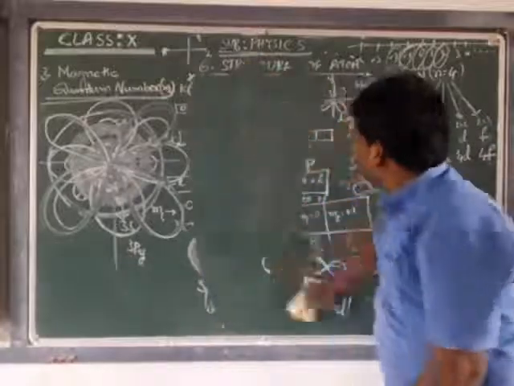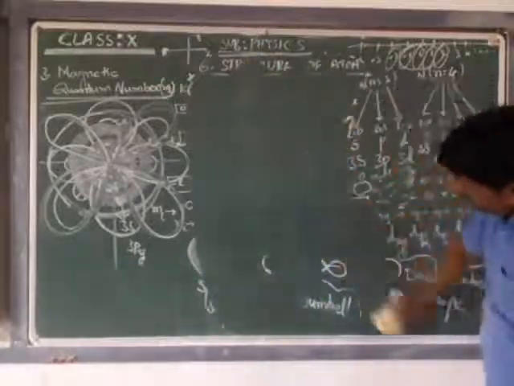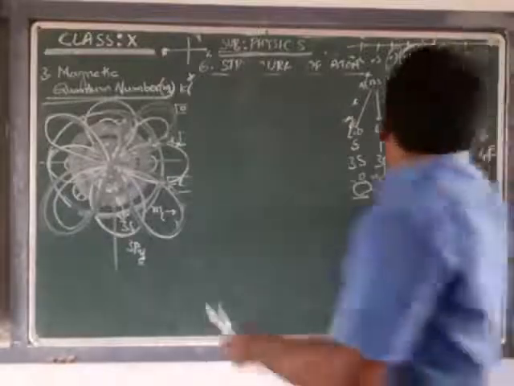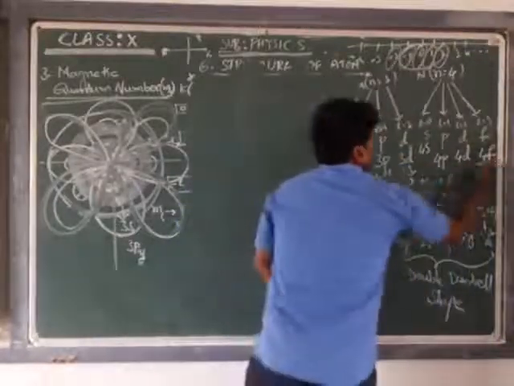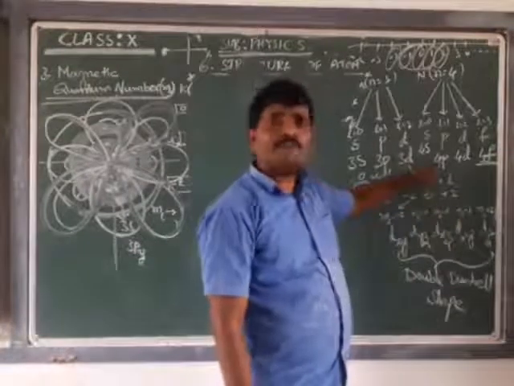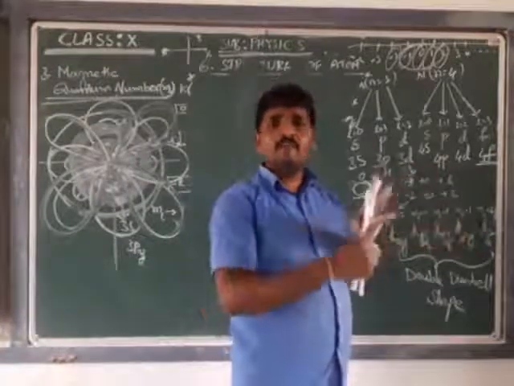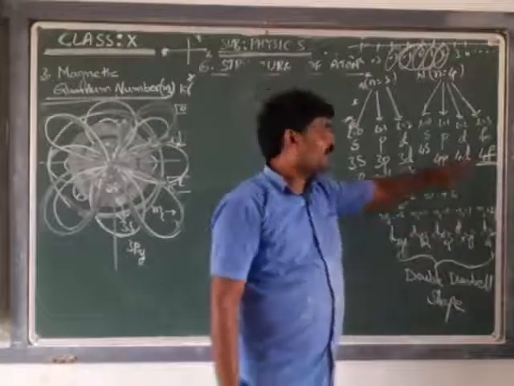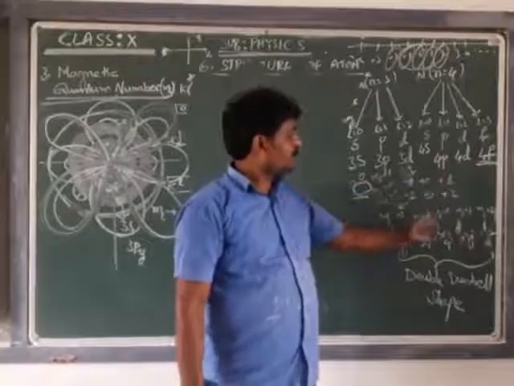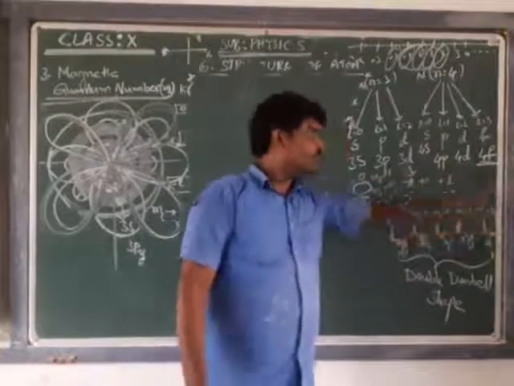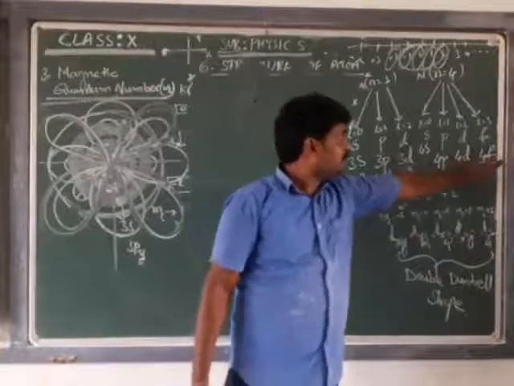Very easy. It looks big, but it is very easy. For F I am talking here, F. For 4S, ML will be 0. For 4P, ML will be -1, 0, +1. For 4D also the same: -2, -1, 0, +1, +2. That is, for D, 5 values.